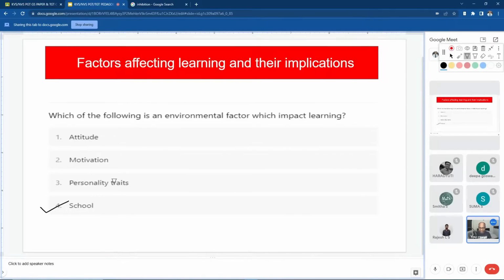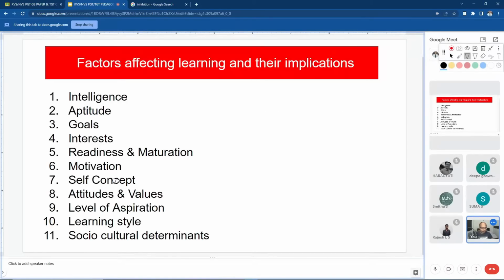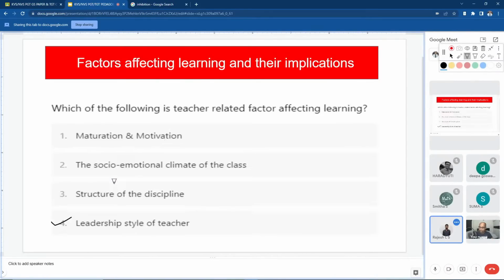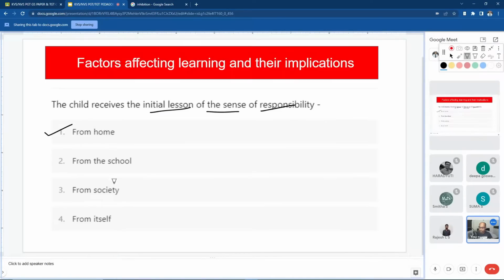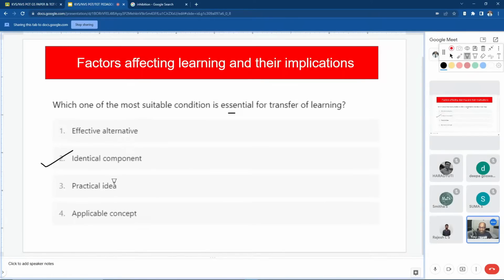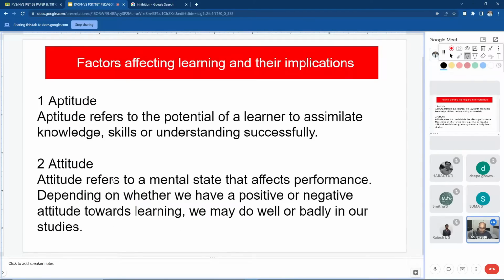So these are the factors affecting learning and their implications, and we are going to discuss now designing classroom instructions, planning students' activities, and creating learning spaces in school. Rajesh sir, any question? First question I'm not clear. What is the first question? The child receives the initial lesson on the sense of responsibility. When and where and how does the child learn sense of responsibility? It is from home. Home is the first school. Mother is the first teacher. Okay, sir. Right.